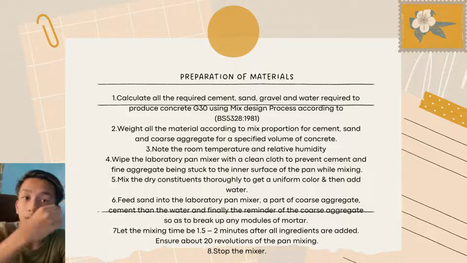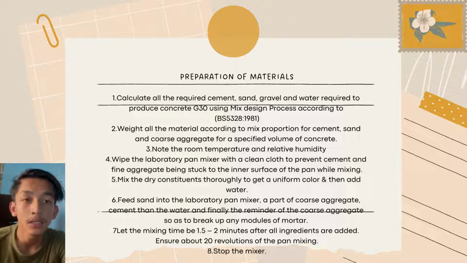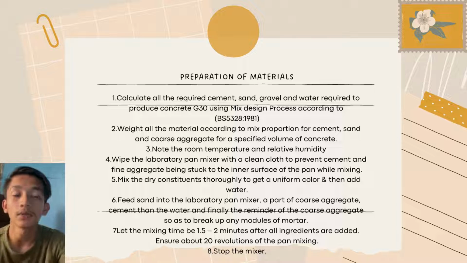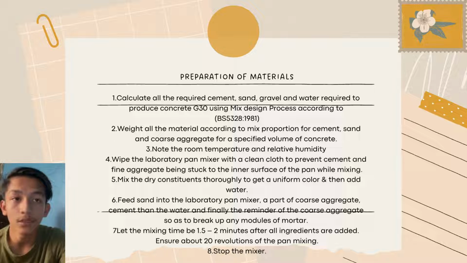For the preparation of material, first we need to calculate all the required cement, sand, gravel, and water required to produce concrete using mix design process according to BS 5328 1981. Second, we weigh all the material according to mix proportion for cement, sand, and coarse aggregate for a specified volume of concrete. And third, note the room temperature and relative humidity. For the fourth, wipe the laboratory pan mixer with a clean cloth to prevent cement and fine aggregate being stuck to the inner surface of the pan while mixing.